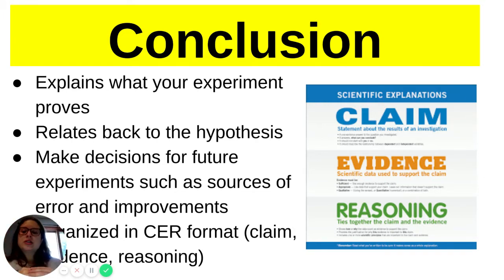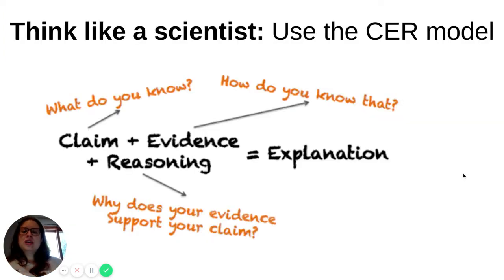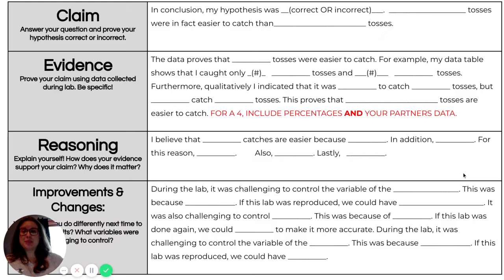So it's where you're considering sources of errors in your experiment and then also some improvements that you could make to correct those errors. Last but not least, it's organized in the CER format. So there will be a claim, evidence to support your claim, and then you'll tie it all together with reasoning. So remember, in order to think like a scientist, we want to use that CER model, and that's how we will organize our conclusions in our lab reports.